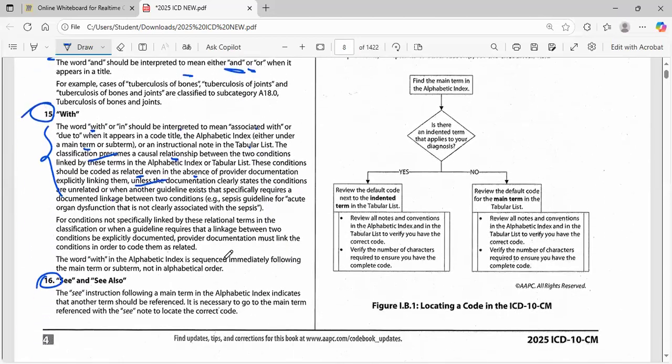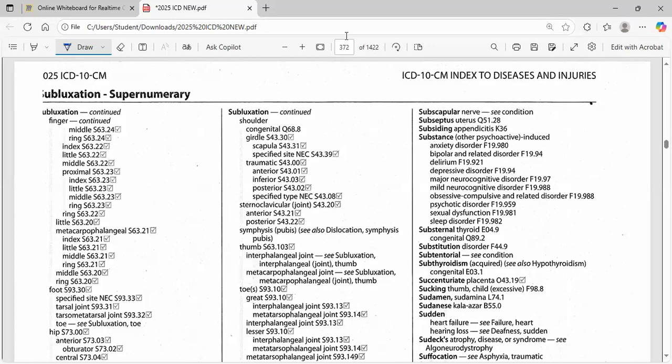So we just saw the example of "see". "See" means we have to go to some other classification, some other term, to find out the code. Whereas "see also" will provide the code, but will tell us that if you need further classifications or the reference word, you need to refer to another word. So we have already seen the example for "see". Let me pull another example for "see also".